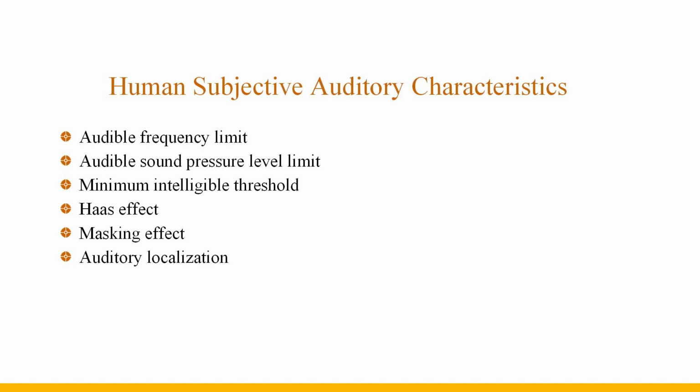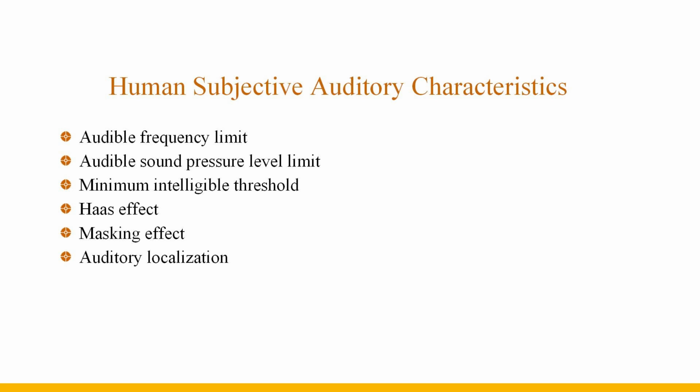haze effect, masking effect, and auditory localization. Different people have different audible frequency limits. The highest audible limit is related to the loudness level, and the lower limit of the lowest audible frequency is usually 20 Hz. As the age increases, the lower limit of audible frequency continues to increase, and middle-aged and elderly people become less sensitive to low-frequency sounds.